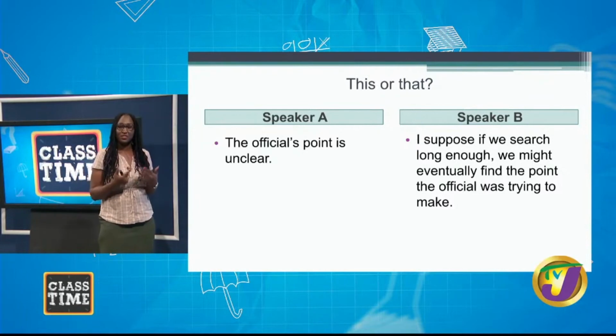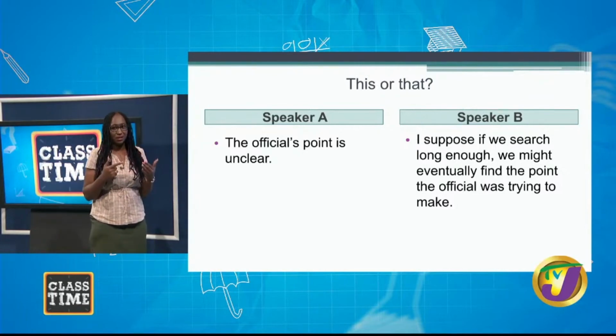Now, right there, setting up a situation that you understand the point is lost. Because if you have to search for it, it is not where it should be. It is out there in the mist and the mire. So if we search long enough, we might eventually find the point the official was trying to make.